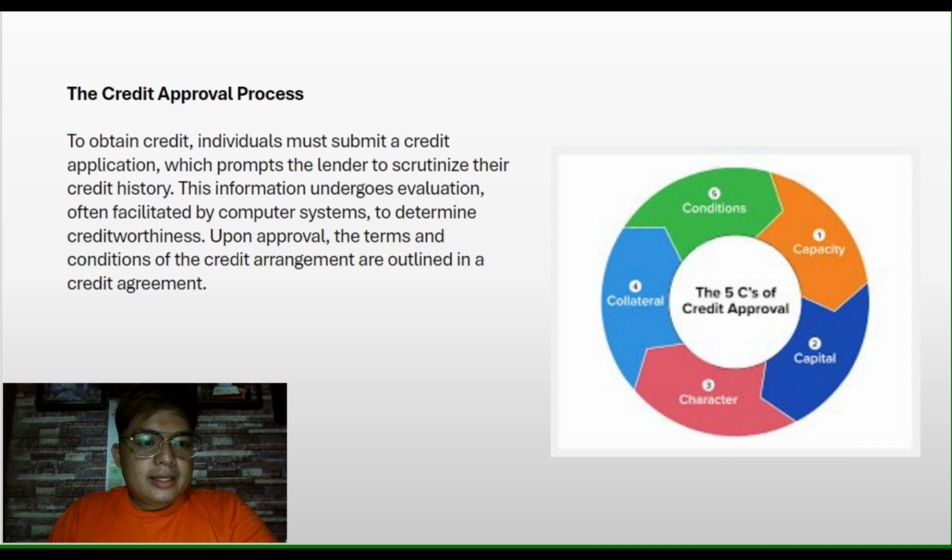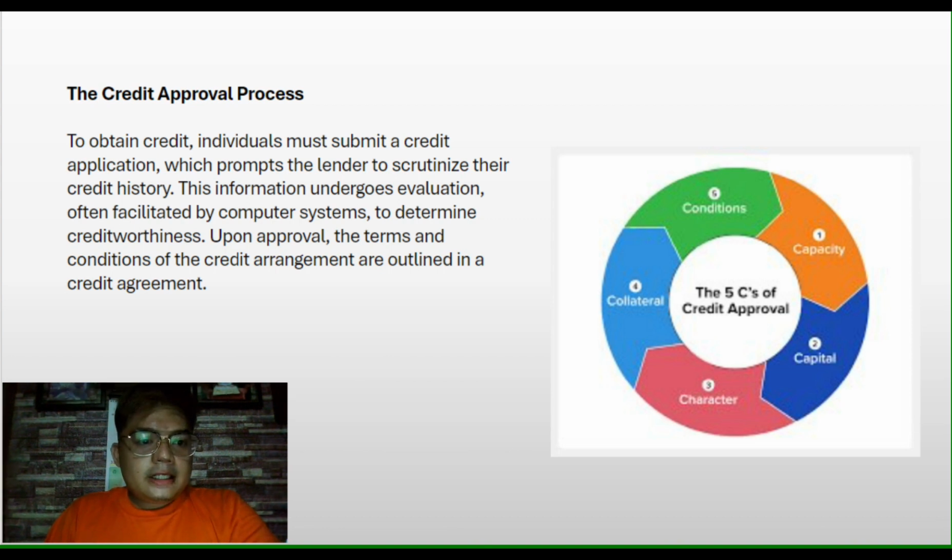Second, the capital. Capital refers to the borrower's financial assets and net worth. Lenders consider the individual's assets, savings, and investments as a measure of financial stability and ability to absorb potential losses. A higher capital position may indicate a lower credit risk to the lender.